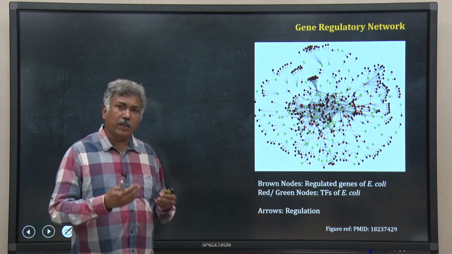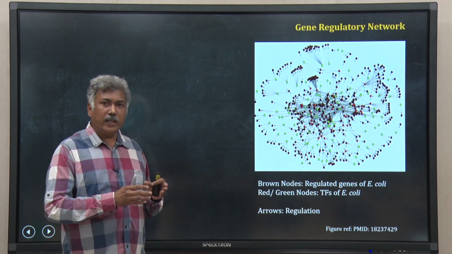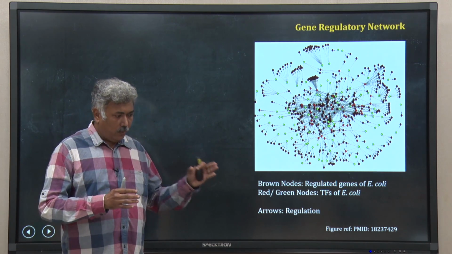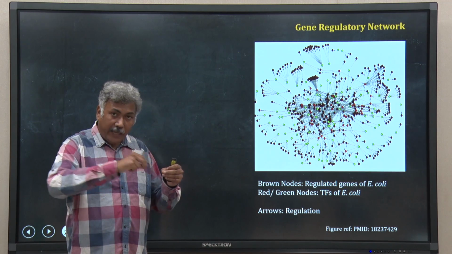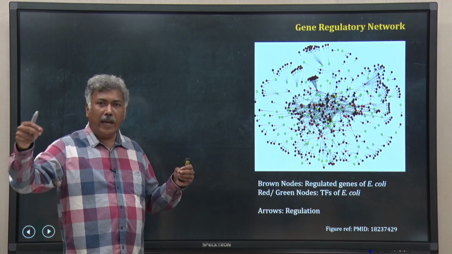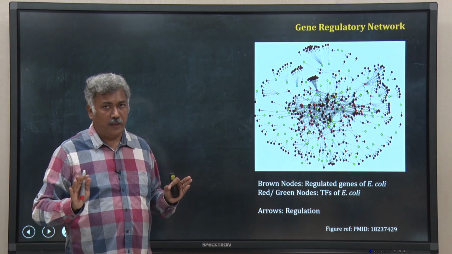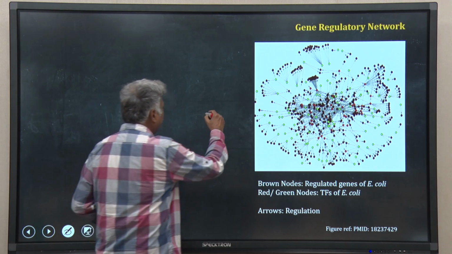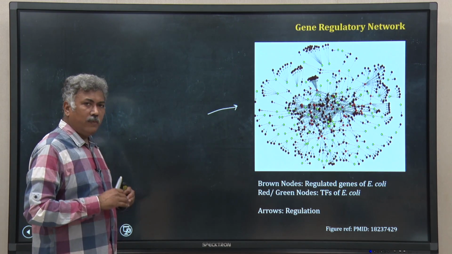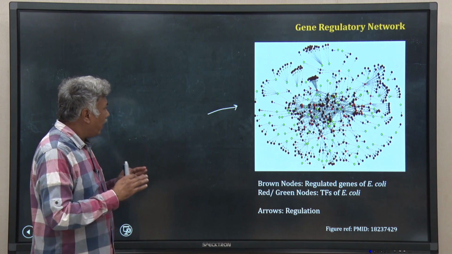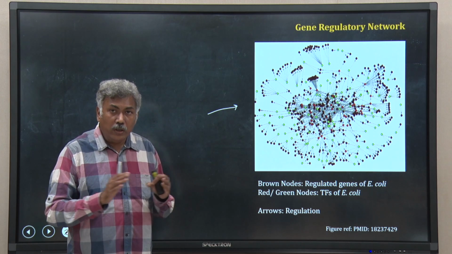So, as you know, transcription factors control the expression of other genes. So, in this network there will be at least two types of node. One type of node will be transcription factor. From those nodes, arrows will come out and the arrows will land up on those nodes which are genes controlled by this transcription factor. And that is what has been shown here. In this diagram, it is a gene regulatory network of E. coli, and these brown nodes which are the majority here are actually nodes which are non-transcription factor.